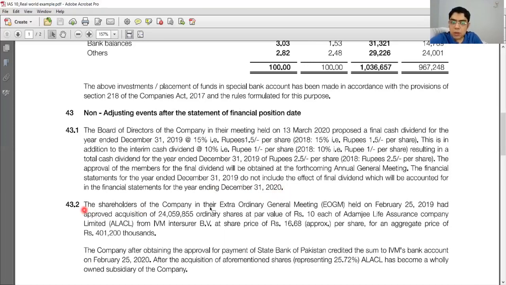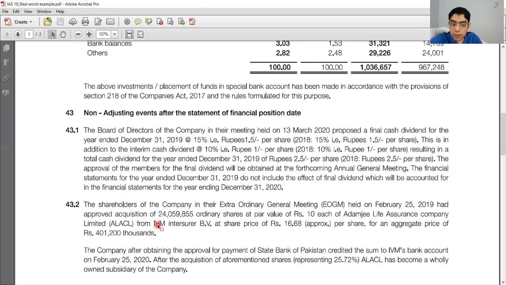Let's see another example. The shareholders of the company in their extraordinary general meeting held on February 25th, 2019 had approved acquisition of this number of ordinary shares at par value of Adamji Life Assurance Company Limited, ALACL, from IVM Intersurer BV at share price of rupees 16.68 per share for an aggregate price of rupees this. The company, after obtaining the approval for payment of State Bank of Pakistan, credited the sum to IVM's bank account on February 25th, 2020. After the acquisition of the aforementioned shares, ALACL has become a wholly owned subsidiary of the company.